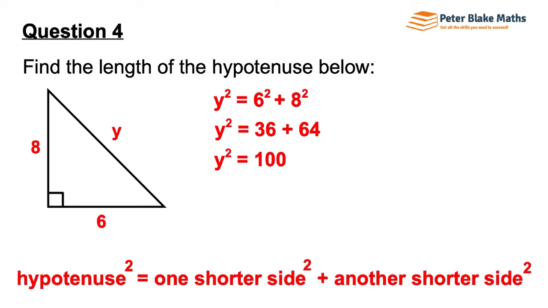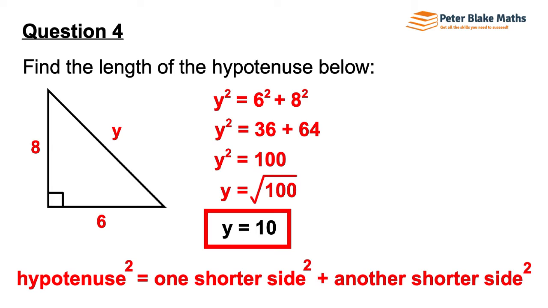So we've got Y squared equals 100. We need Y on its own though, so let's get rid of the squared. The opposite of squaring something is square rooting it. So we'll square root both sides. If we square root the left-hand side, it'll cancel out the square, leaving us with just the Y. And we'll square root the right-hand side. Square root of 100 is 10. So the length of the hypotenuse there is 10 in the end.